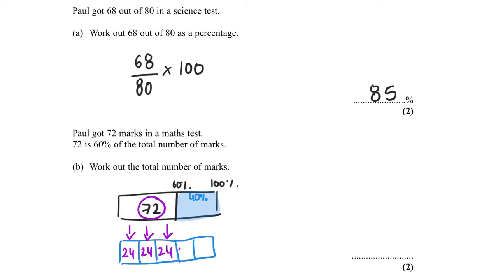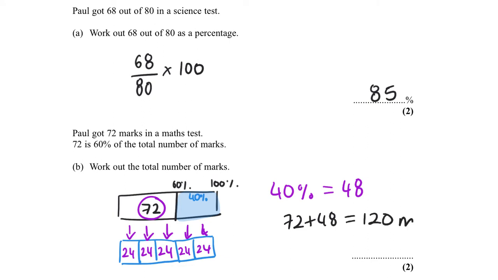So 40% is going to be what then? 2 of these, which is 48. So 40% equals 48. It then says work out the total number of marks. So 72 plus 48 is 120 marks. That's how many are available. So you can see we did this one in a slightly different way.